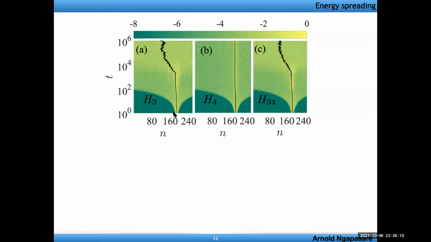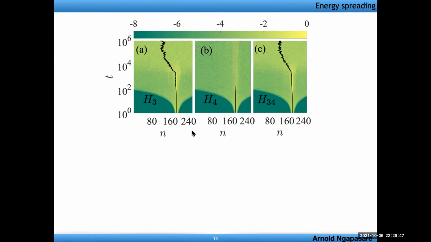And here, since I said we are exciting a highly localized site, which is 187, we see this black curve, which gives the mean position of the energy distribution. You can see the mean position of this energy distribution or density moves towards the center, meaning that the energy is now distributed equally amongst all the sites. Whilst in the case with H4, it remains localized around the excitation site, as we see here.